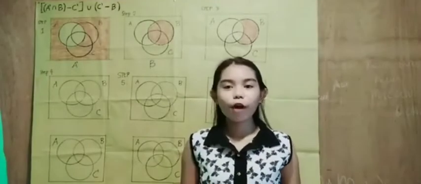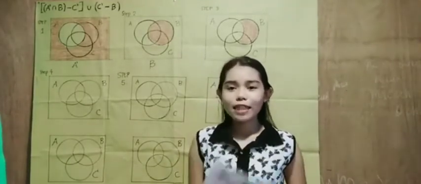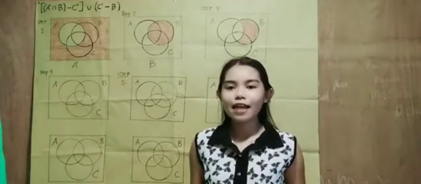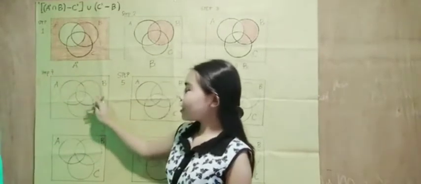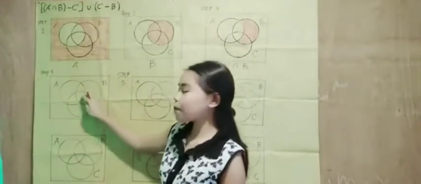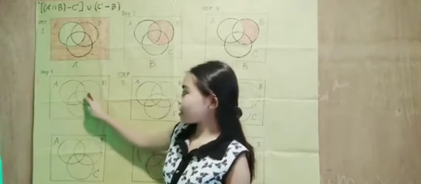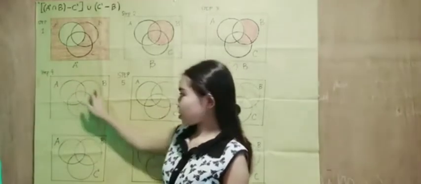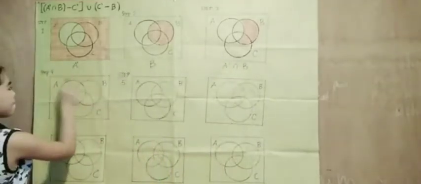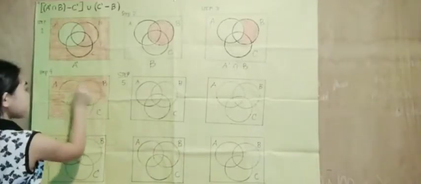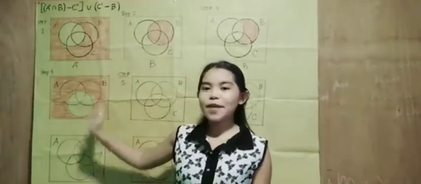So for the fourth step, we are going to find the C prime. So the C prime is all of the sets in the universal set except C. So in this Venn diagram, we need to shade everything here except C. So our C is this circle. So we need to shade outside this circle. Everything outside this circle. So here, this is our C prime.